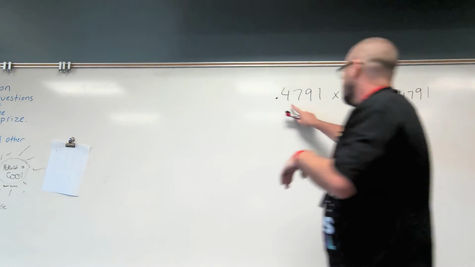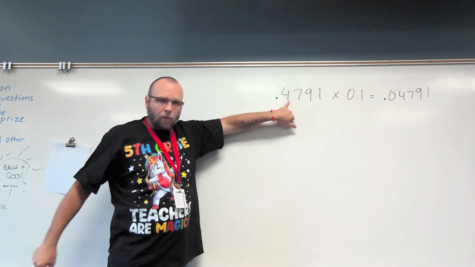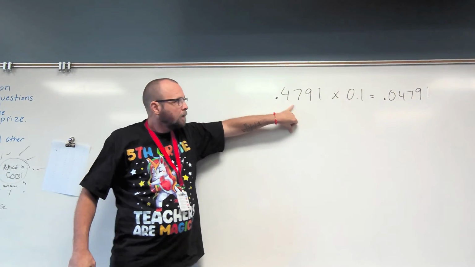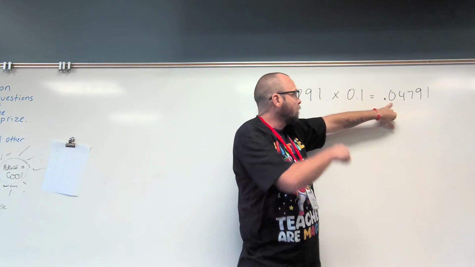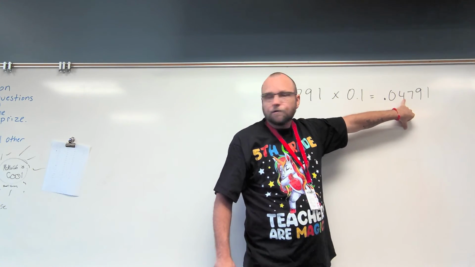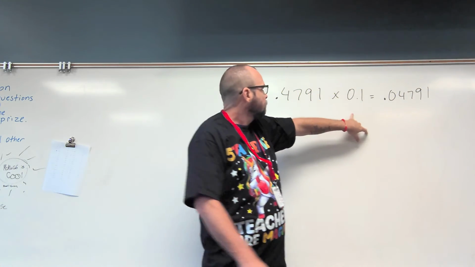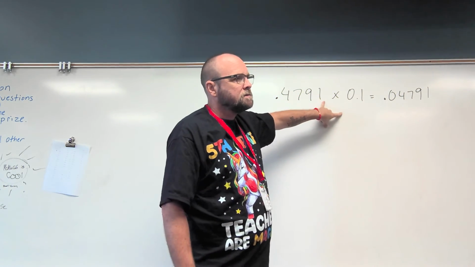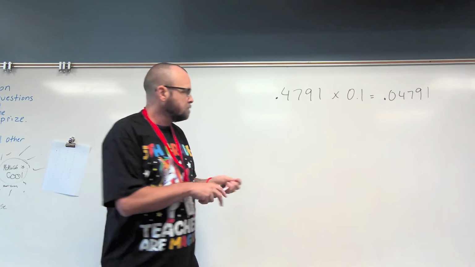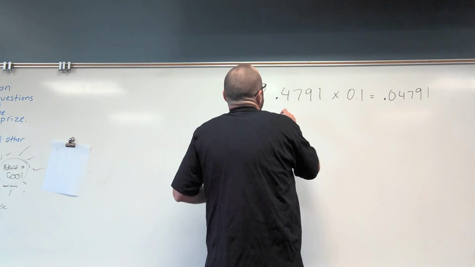Because I need this 4, which is worth 4/10, to be worth 1/10 of what it is. So now it's worth 4/100. What is the 1 worth? Because it's tenths, hundredths, thousandths, 10,000ths.